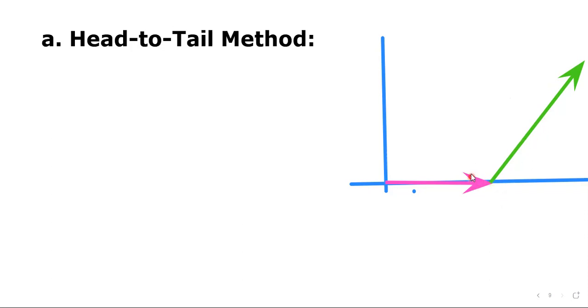So here is the head of one vector and tail of second vector, that's why it is called head to tail method. Okay, so now when you will add these two vectors, then you will get the resultant vector. So the result or total vector answer would be a new vector that would start from the tail of first vector and ends at the head of second vector. So this vector is called resultant vector.